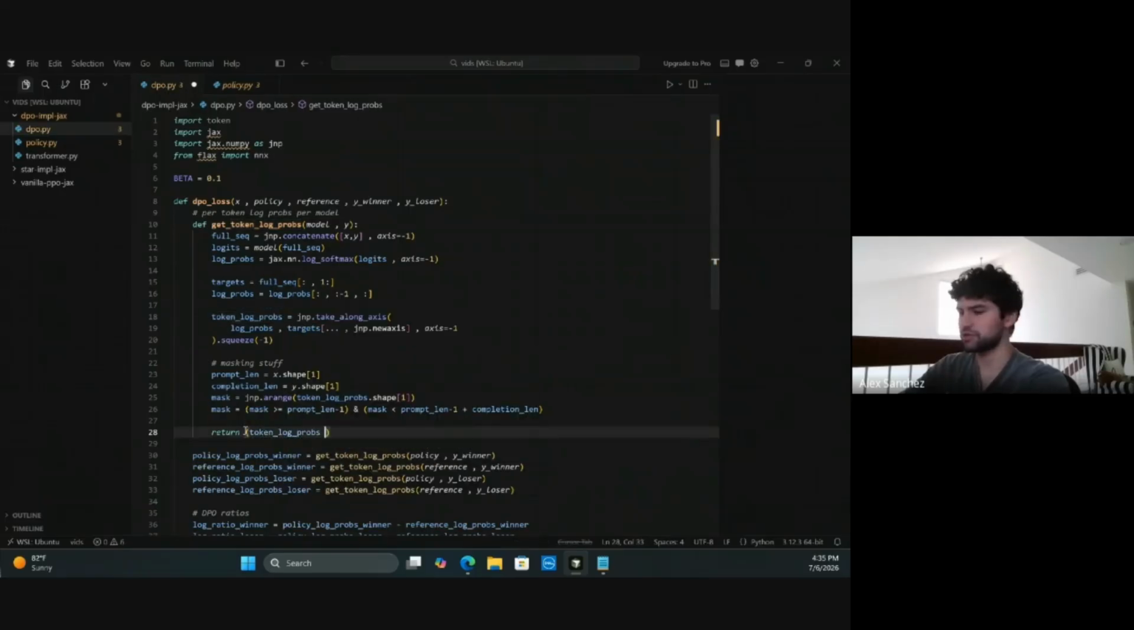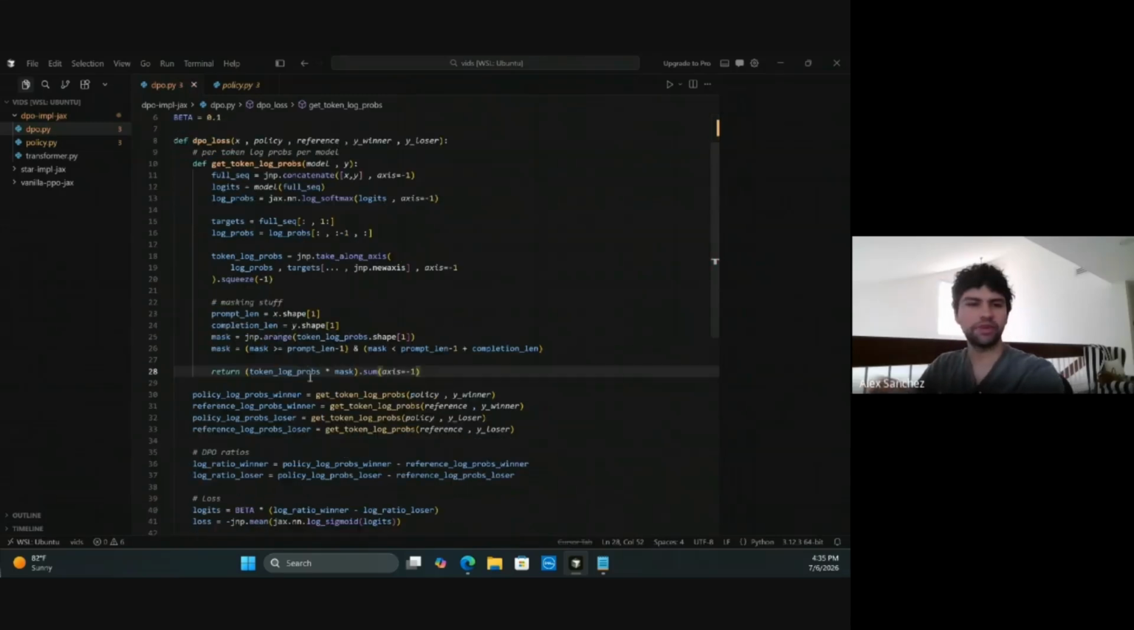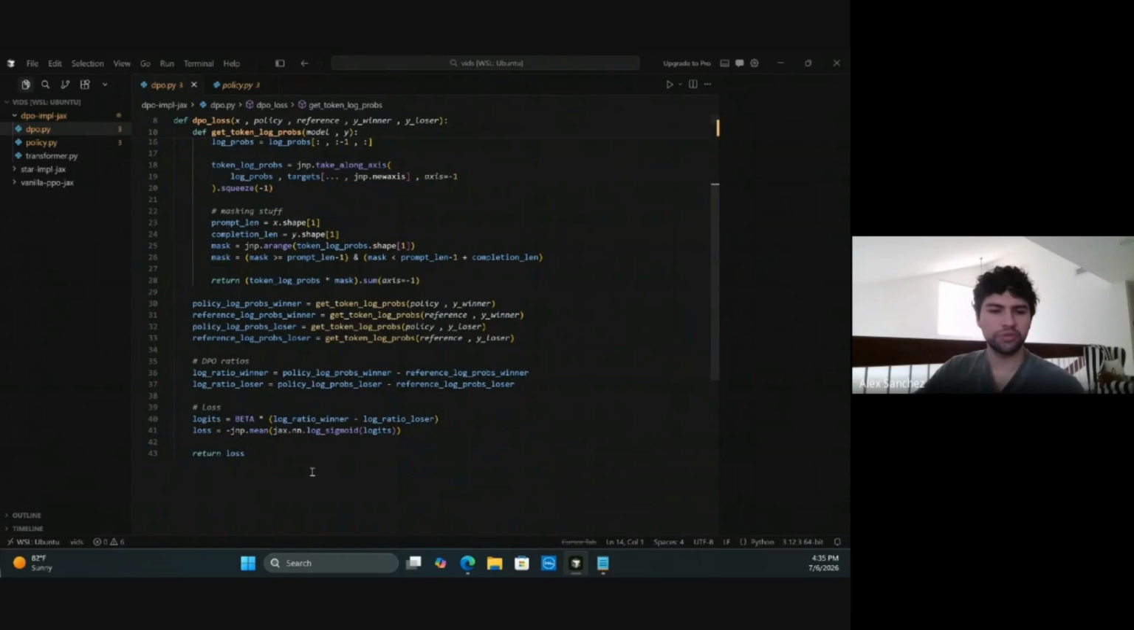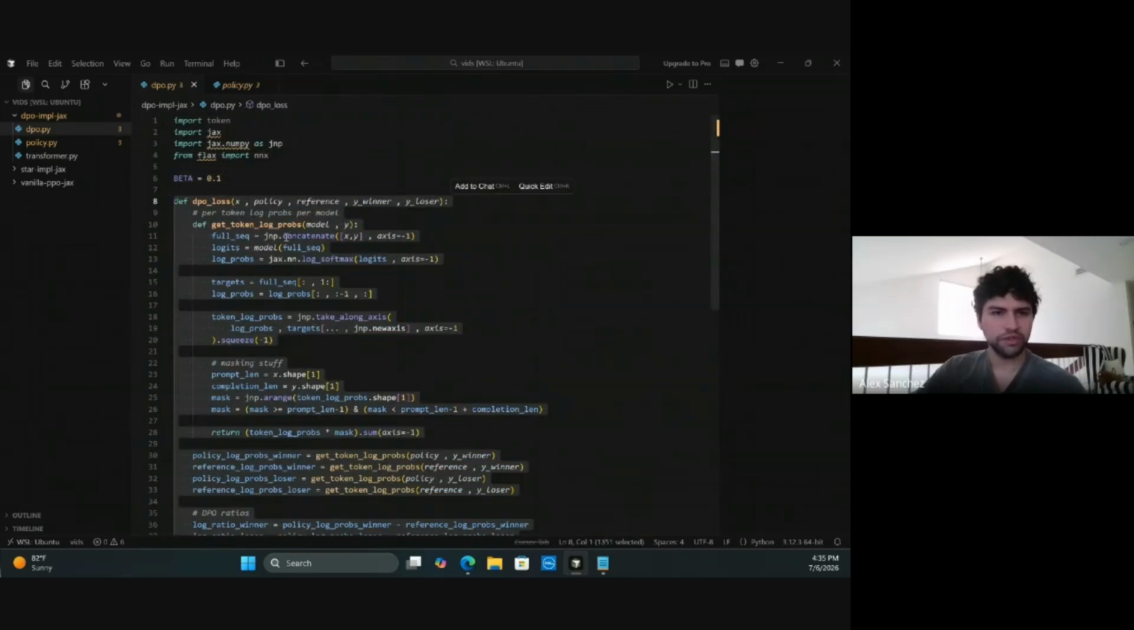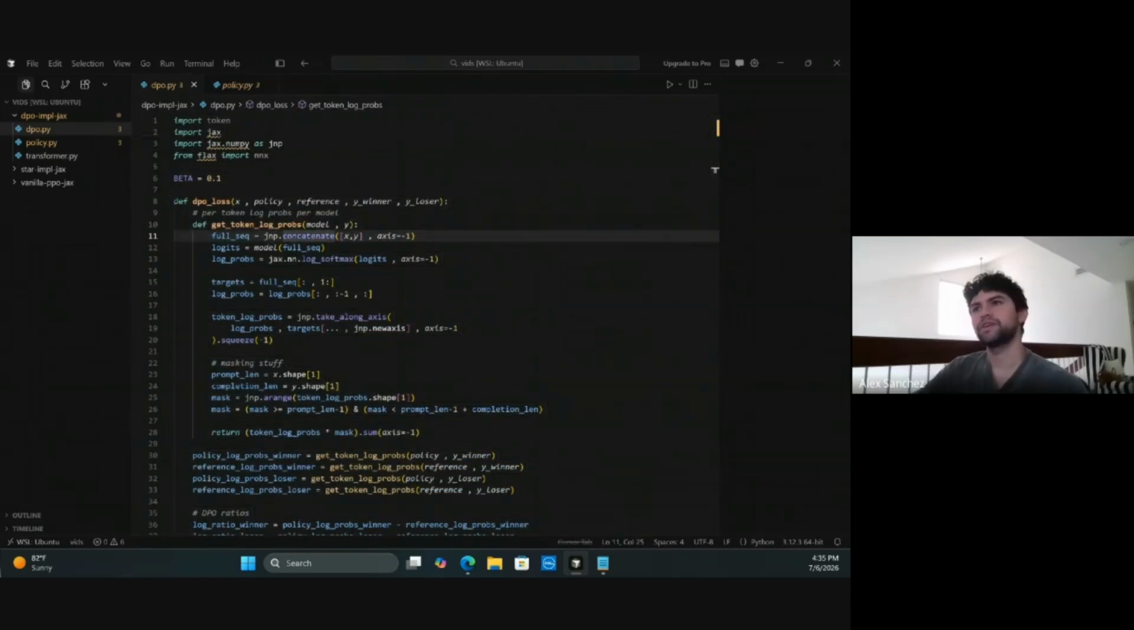We get the token log probs times the mask, and we sum this along the final axis. And yeah, this is basically the whole implementation. This is how you implement DPO. I'll show the training sequence as well.